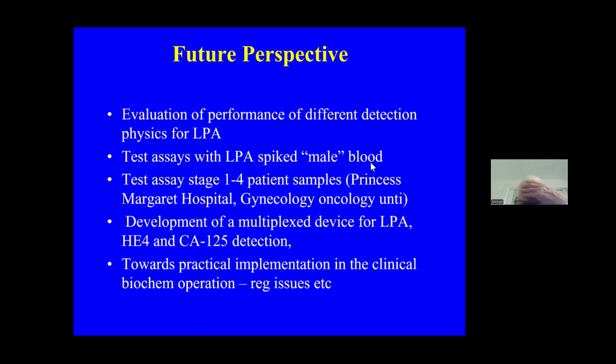Of course, in terms of practical implementation in the clinical situation, there are a lot of regulatory issues to deal with, as you all know, which we're right in the middle of doing right now. And we're hoping that within some months or a year or two, we can get permission to do some real measurements, which would be pretty exciting for us, for stage 1 detection of this particular disease.